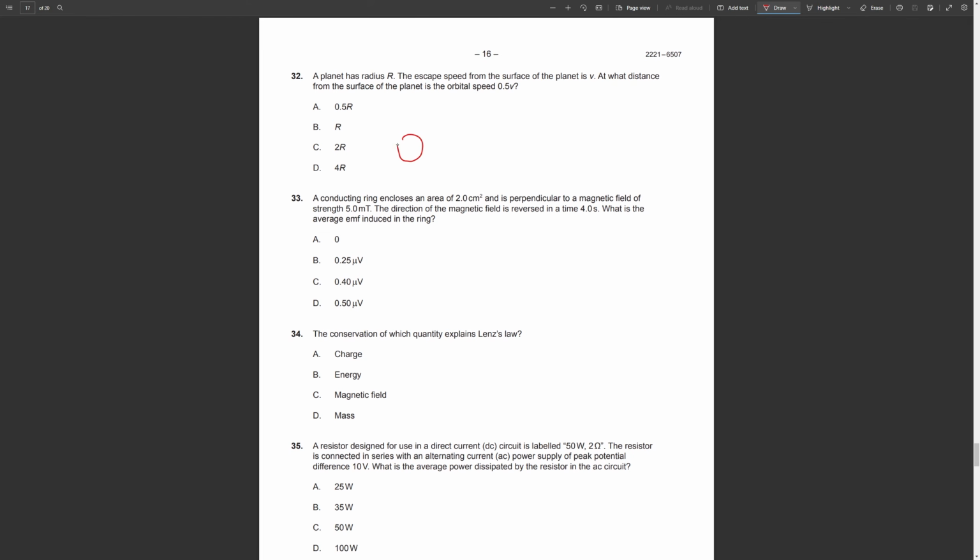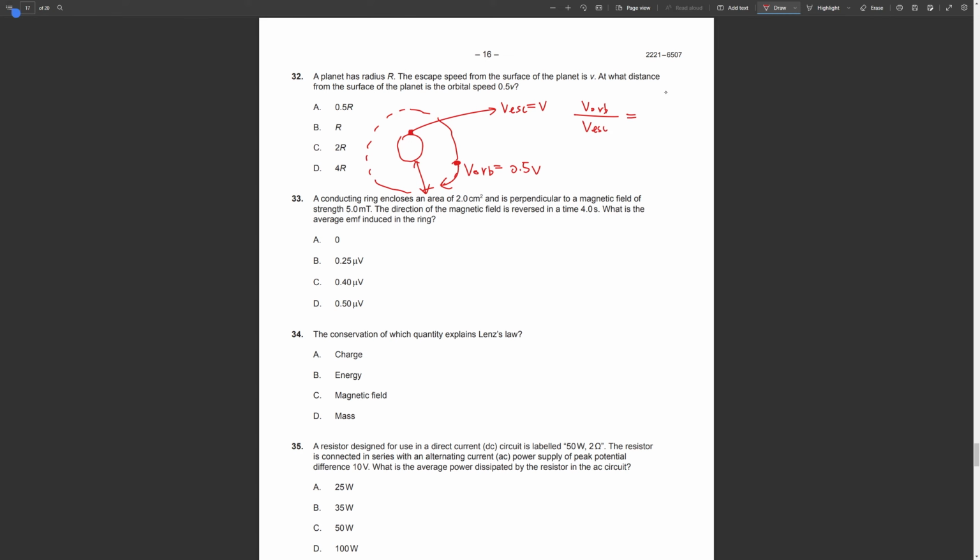You have a planet with radius r. If you throw an object at its surface, the escape velocity is v. And if you are going to make an object stay in its orbit, then the orbital velocity is 0.5 v. Let's calculate what is the required distance from the surface to the designated orbit. We can do so by creating a ratio of orbital speed to the escape speed.